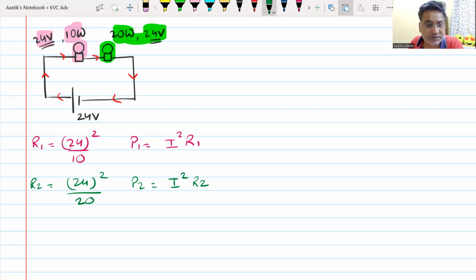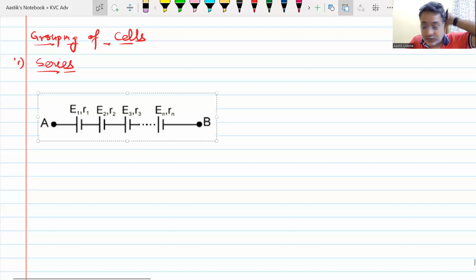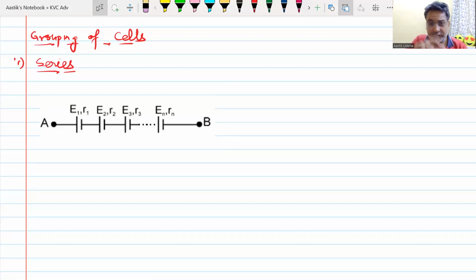Sometimes they might ask you a straight question in that, and I don't want you to be lagging in that aspect. So the first grouping of cells is known as the series grouping of cells. Now remember, in the series grouping of cells, you have a large number of cells connected to each other. Remember, they are connected with the same polarity together. If one of the cells is reversed, then you have to take them as minus.